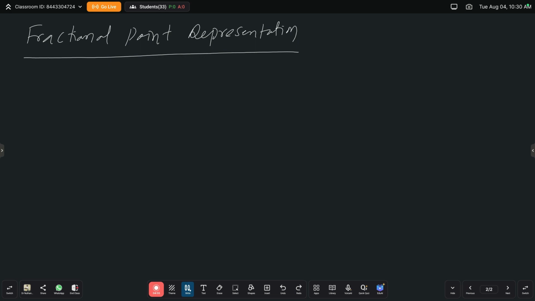There is no fixed number of integer digits and fraction digits. In fixed point representation, there is a fixed number of integer digits, but here your decimal point is moving, left to right, right to left. You cannot tell a fixed number of integer digits or a fixed number of fraction digits.